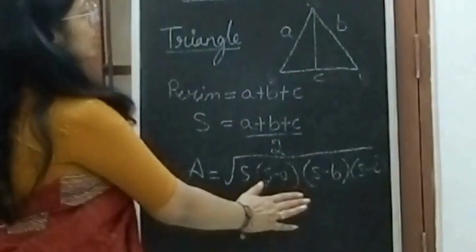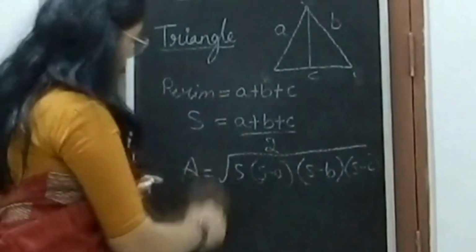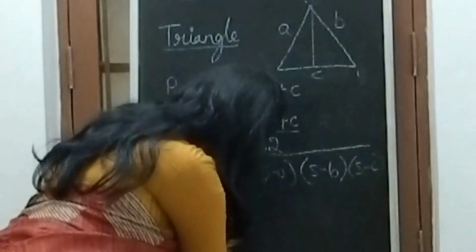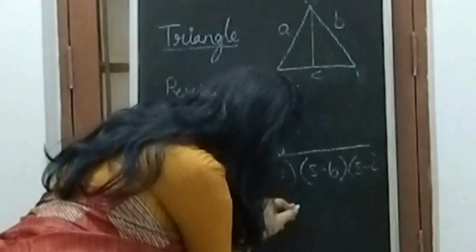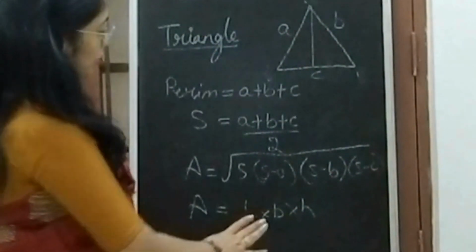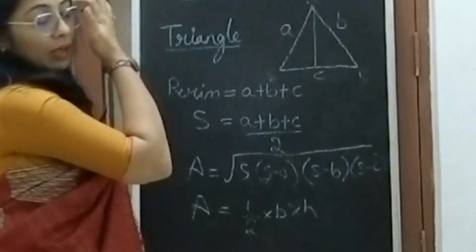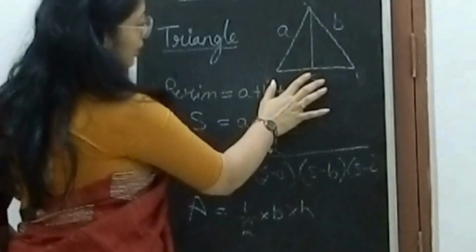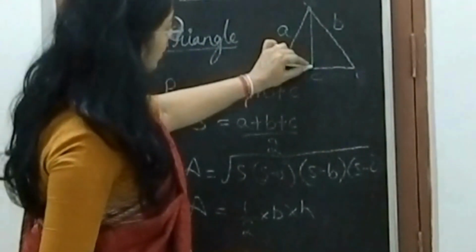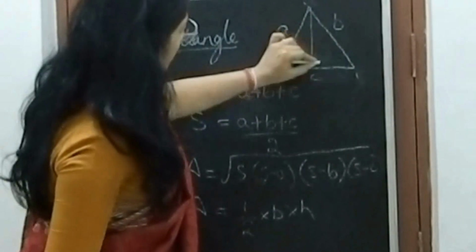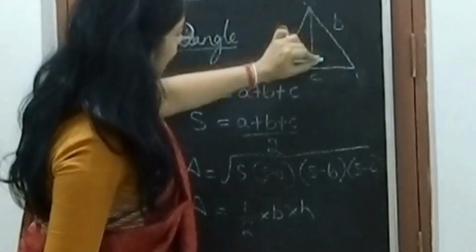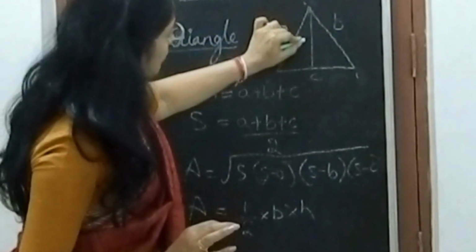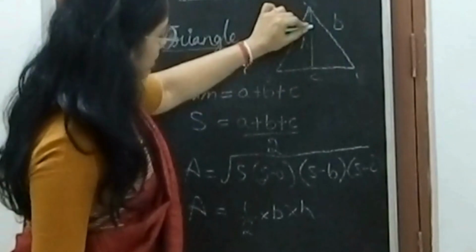Next. Now this is a longer method of doing it. There's one more formula. Another formula is area equals half into base into height. Okay? Half into base into height. Now how to do that? This is a triangle. This I can take as my base. If I take this base, the perpendicular line from the base to the opposite vertex is called height. So this becomes the height. If this is the base, this is the height.